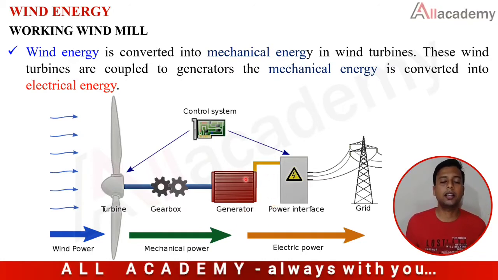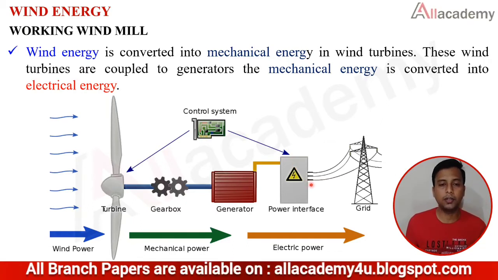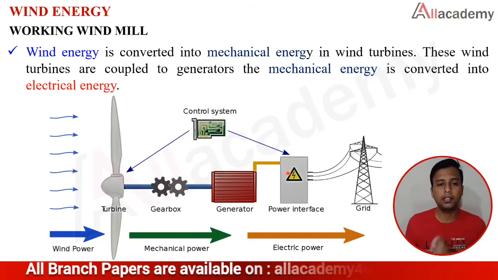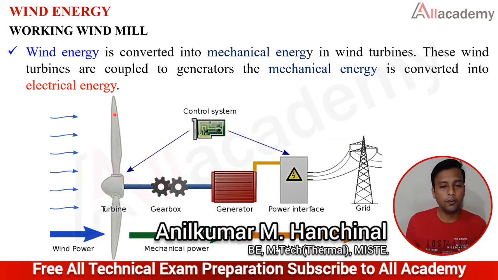Again, this electrical energy is fed to the power inverter, where it is converted. After conversion of mechanical energy into electrical energy, this energy will be supplied to the grids at different places. So this is how electrical energy is extracted from wind energy.